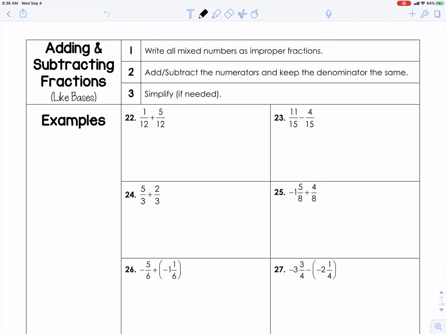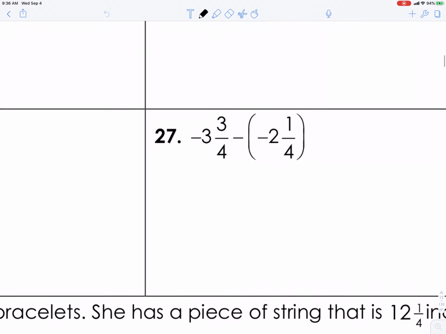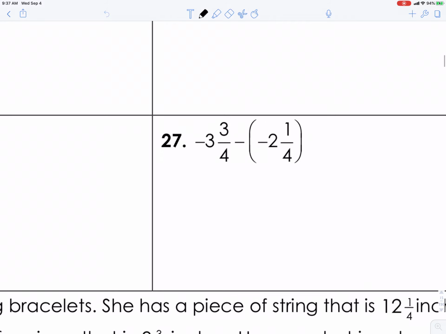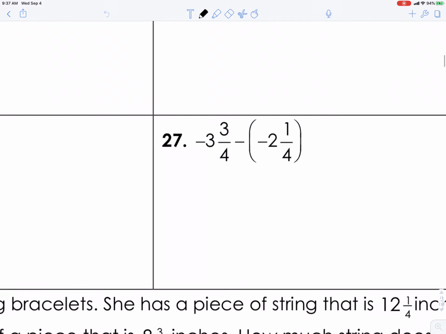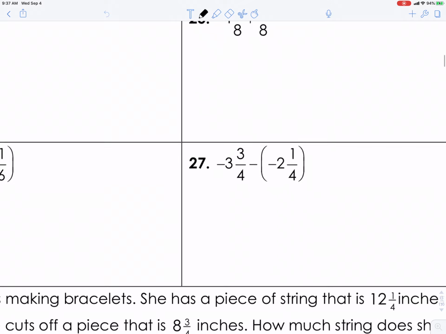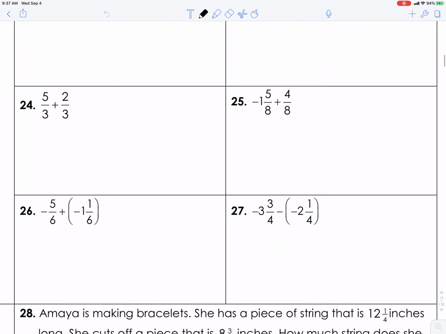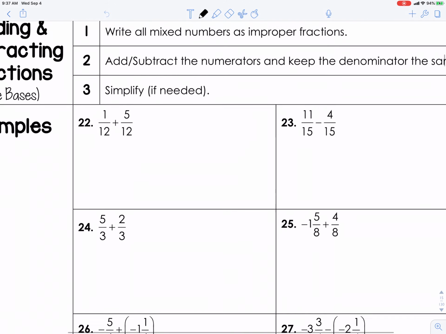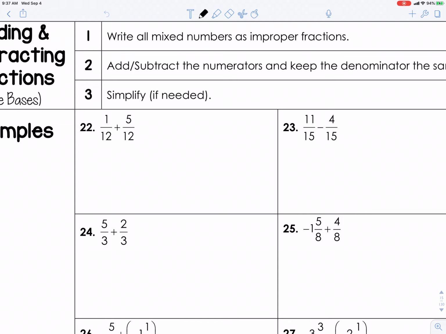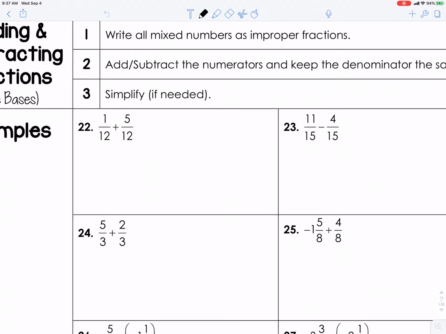So, starting at the very top, number 1, write all mixed numbers as improper fractions. And remember, a mixed number is something like number 27 down there below. A mixed number has a whole number out front with a fraction behind it. So that'd be -3 is the whole number, and 3/4 is the fraction. So that's a mixed number. It's a mix of fractions and whole numbers. So when we get to them, we need to write them as improper fractions.